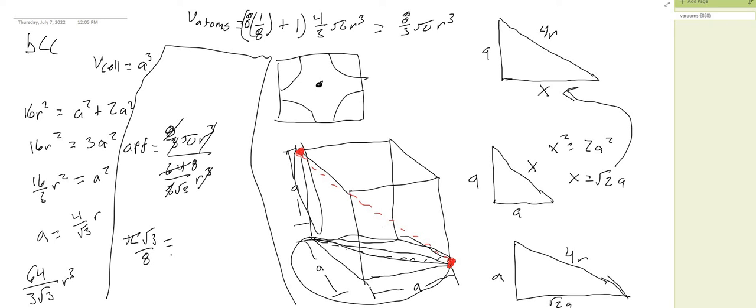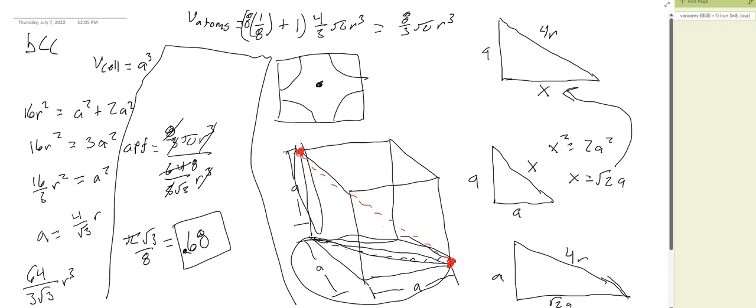Make sure I'm not teaching you wrong. Pi times root 3 divided by 8 equals 0.68. And so that means in the body-centered cubic, the packing efficiency, or they can be interchanged, 68% of the volume of the cell is occupied by atoms.